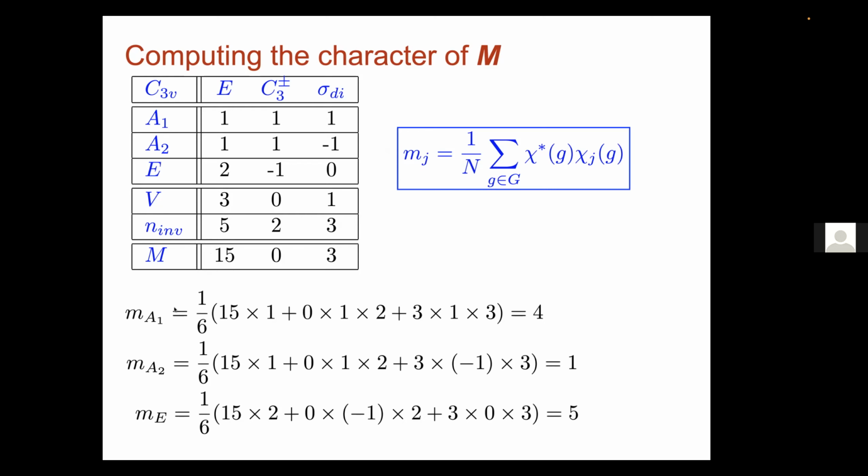I multiply, for instance, if I want to know how many times A1 is contained, 15 times 1, there is only one element in the class. 0 times 1 times 2, because there are two elements in the class. 3 times 1 times 3, because there are three elements in the class. I get these three things, and I get this decomposition. So you see that the mechanical decomposition can take about 5 minutes to compute, 10 minutes if you have to do this previously. But it's really very simple and takes no space, okay?